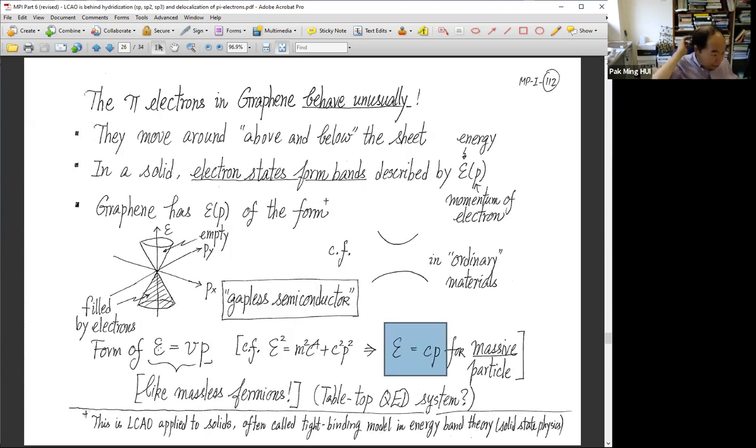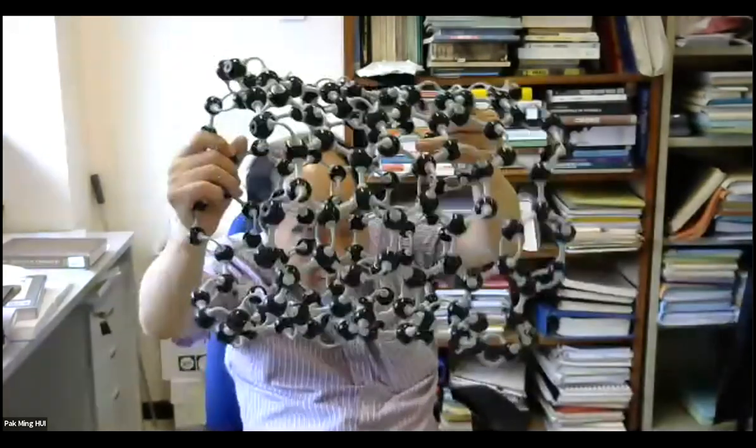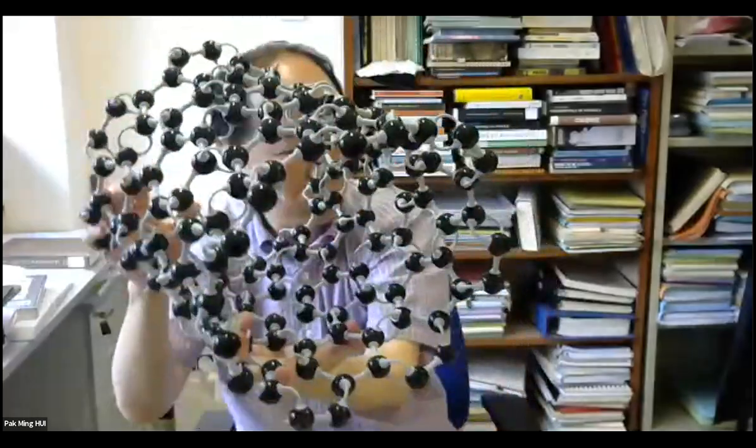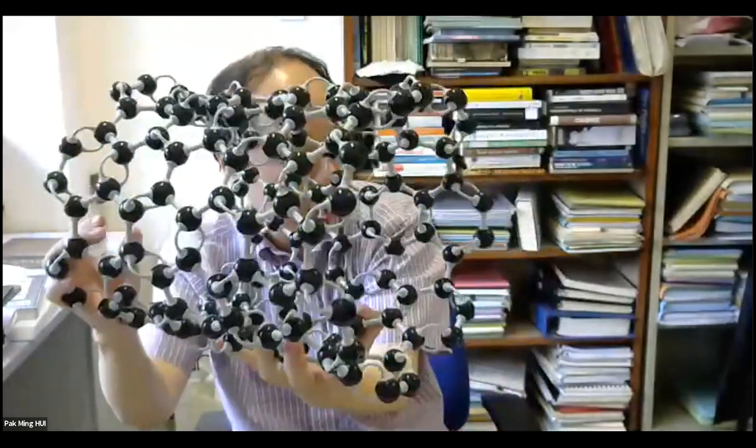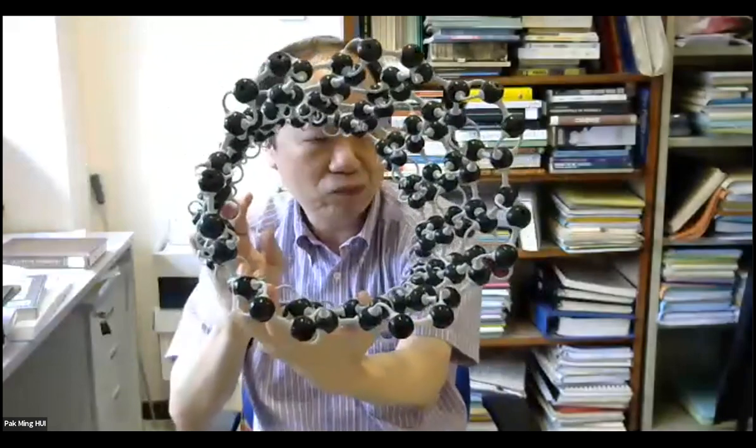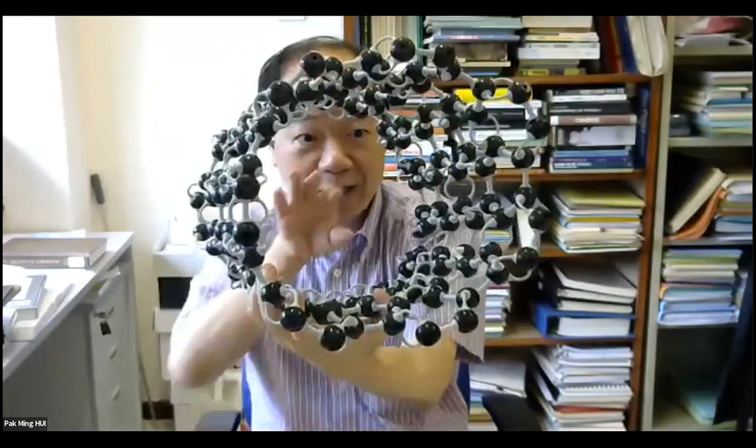And more, if you roll up the graphene sheet, you will get something called carbon nanotube. Now this is a carbon nanotube. Let me show you the, whoa, okay.